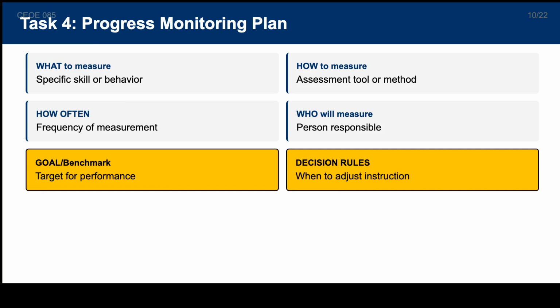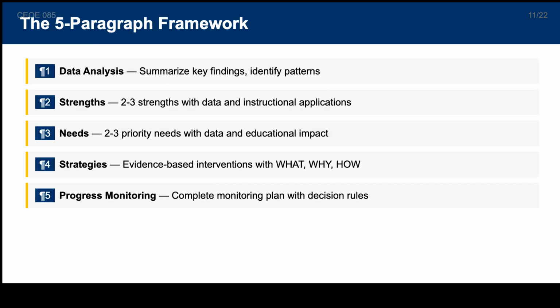Here's your framework. 5 paragraphs. Paragraph 1, data analysis. Summarize key assessment findings and identify patterns. Paragraph 2, strengths. Describe 2 to 3 strengths with specific data and how to leverage them. Paragraph 3, needs. Describe 2 to 3 priority needs with data and educational impact. Paragraph 4, strategies. Your evidence-based interventions with what, why, and how. Paragraph 5, progress monitoring. Your complete monitoring plan with decision rules. This structure ensures you hit every scoring criterion.